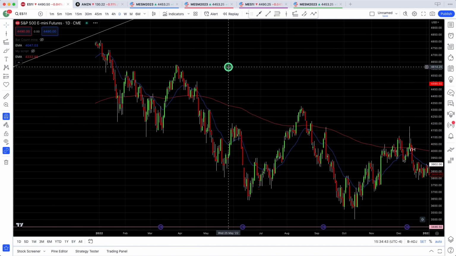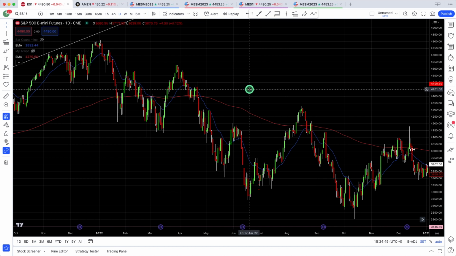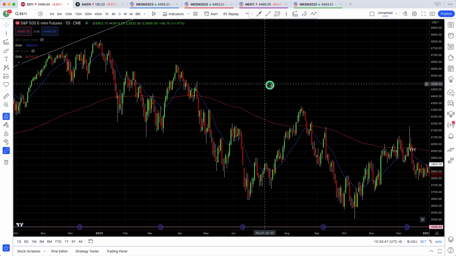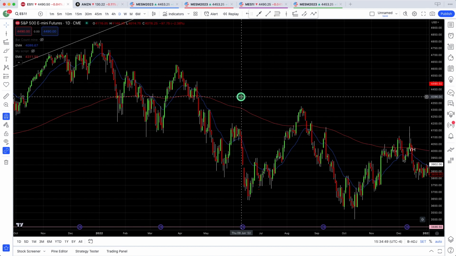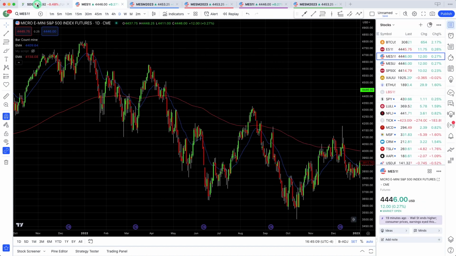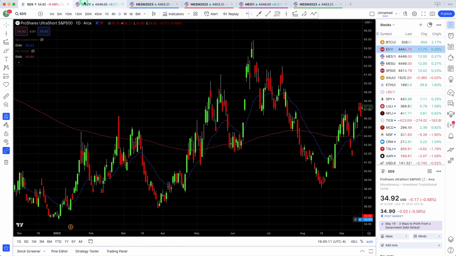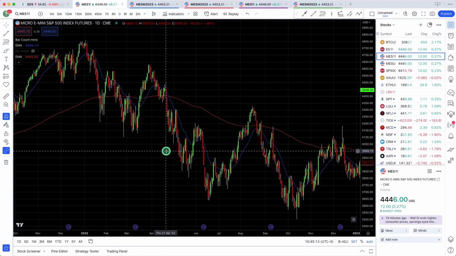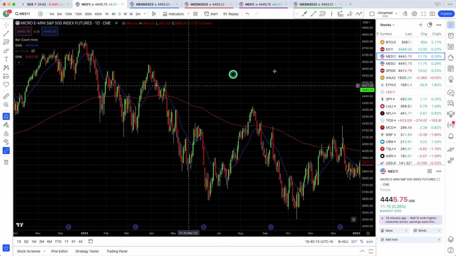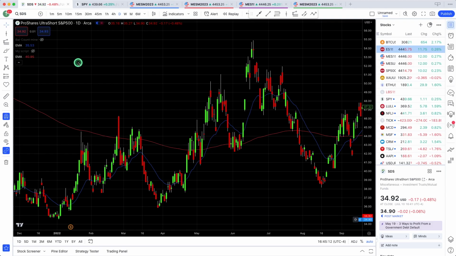And so a good way to see the opposite case is to look at a flip chart. So one way to see a flip chart of the ES is to look at the SDS, which is a twice leveraged inverse of the SPY. So if we go to SDS here, you can see that it's an inverse or flip chart of the E-mini or the micro E-mini or SPY. So I'm just going to go to SPY here. So this is SPY and this is SDS.